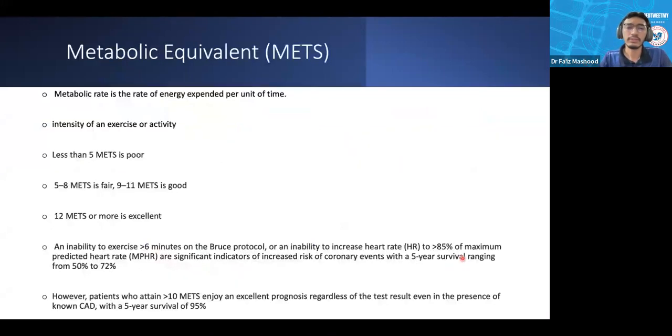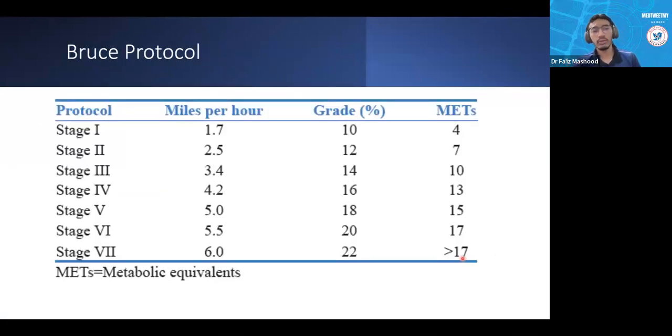All right. So what is METs? It's the rate of energy expended per unit time, or we can say intensity of an exercise or activity. So the higher our METs is, the more intense exercise we can compensate, which means it's a good thing, right? So for METs, anything less than 5 is poor, 5 to 8 is considered fair, 9 and above is good, METs more than 12 is considerably excellent. So we can conclude here, anyone who passed stage 2, who entered stage 3, the METs is already acceptable, right?